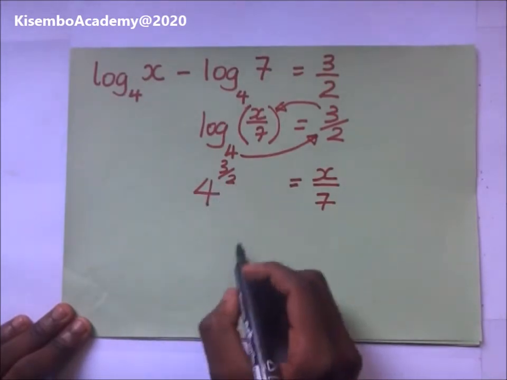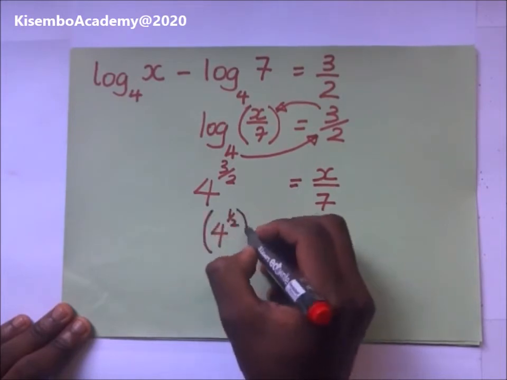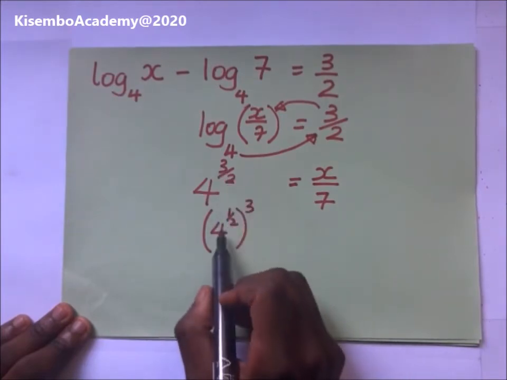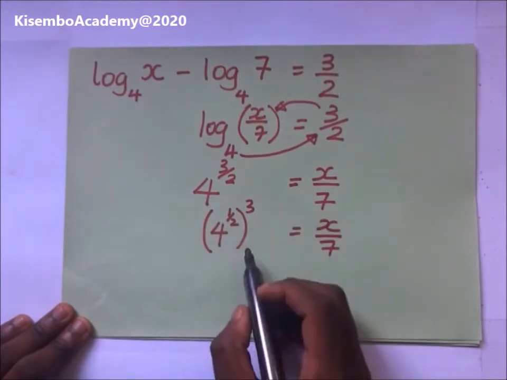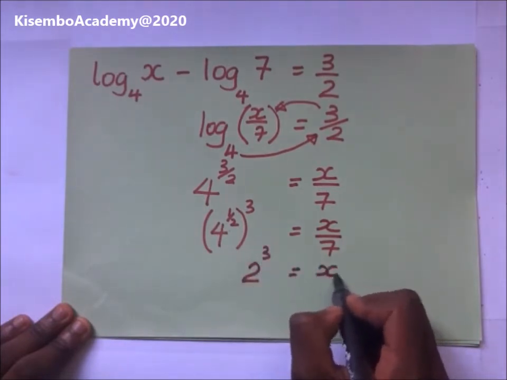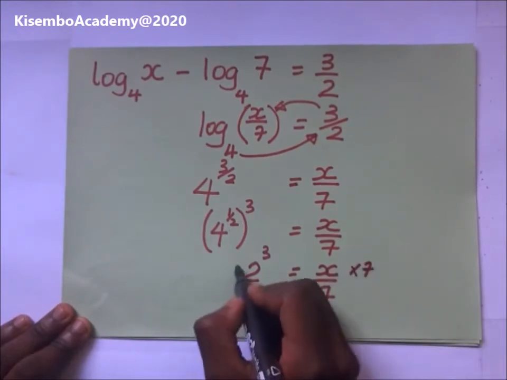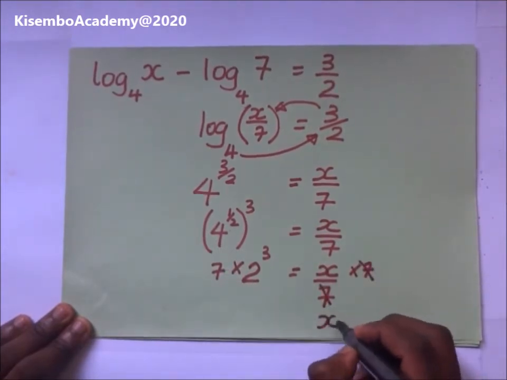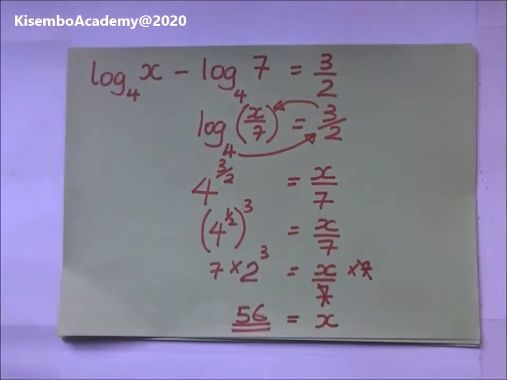Now 4 to the power 3 over 2 is the same as 4 to the power a half, to the power 3, because we know that a half times 3 gives us 3 over 2. Now 4 to the power half is the same as the square root of 4. The square root of 4 here is 2, so it's going to be 2 to the power 3 is equal to x over 7. So to make x the subject of the formula, we multiply both sides by 7, so that this 7 and that 7 cancel. You remain with the value of x as 7 times 2 times 2 times 2.